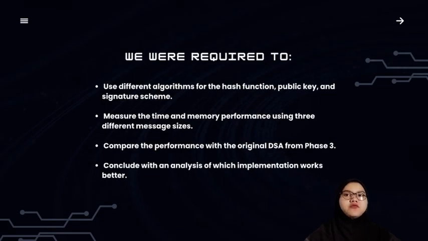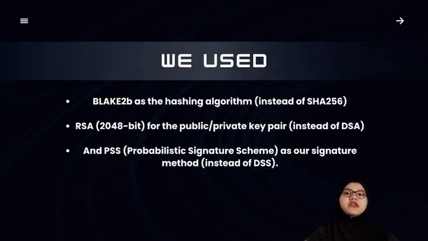In this phase of the project, we were given several tasks. First, we were required to use different algorithms for the hash function, the public key and the signature scheme compared to what we used previously. Next, we need to measure both the time and the memory performance of our implementation using 3 different message sizes, small, medium and large. We also had to compare the performance of our new implementation with the original DSA setup from Phase 3. Finally, we were expected to conclude with analysis of which approach works better overall in terms of efficiency and security. To fulfill this requirement, we made the following changes.